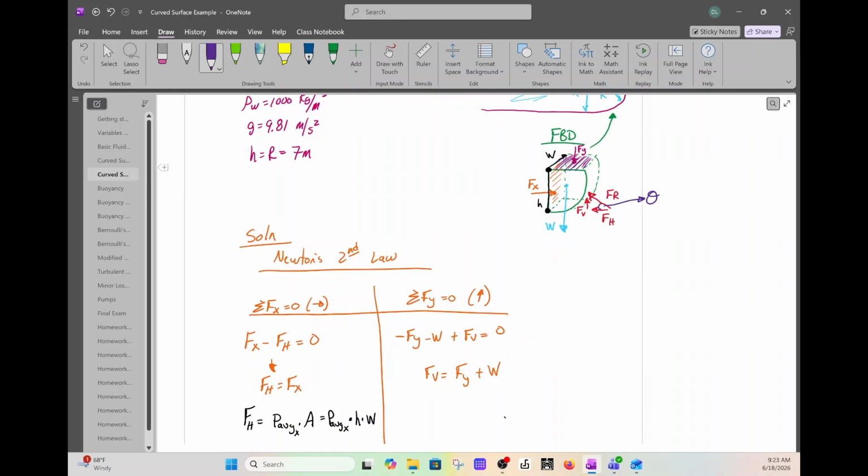So, this is how you analyze curved surfaces for hydrostatic forces. Thank you. If you have questions, let me know.